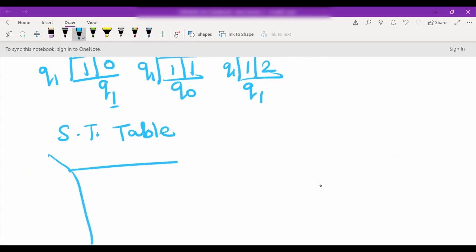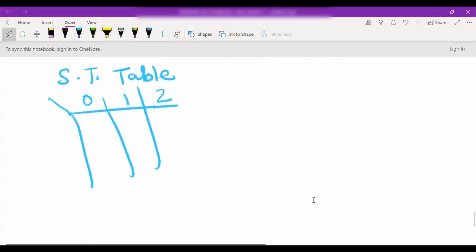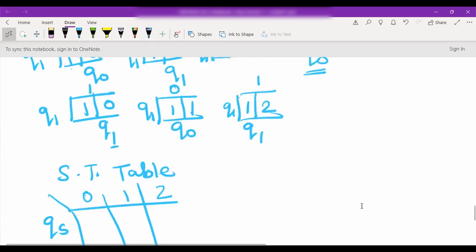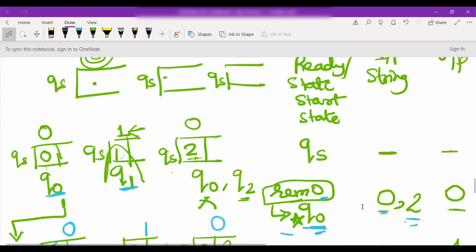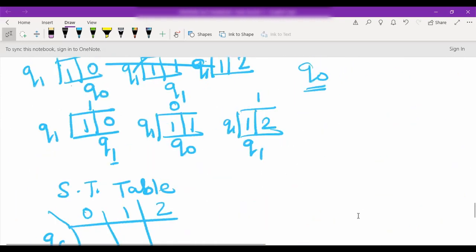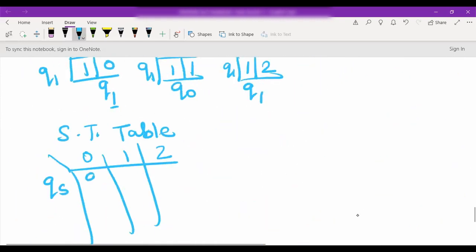So how many bits are there? As 3 bits are there, that is 0, 1 and 2, we are going to write them. Now what was the initial state? The initial state was QS. So what was the case? QS on 0, where is it going? QS on 0 was going to Q0. So we'll write that thing.